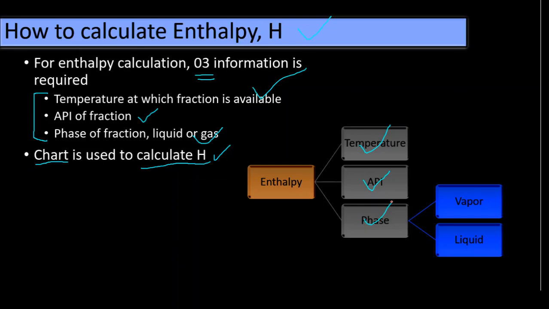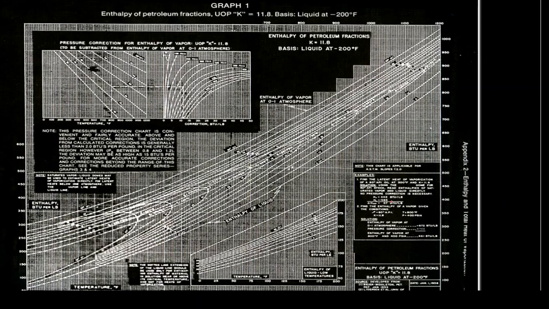Now let us look at an example. This is the enthalpy graph. I know it looks slightly complex, but it is very easy to read. Let us take the x-axis. This x-axis is the temperature axis, and the temperature is given in degrees Fahrenheit. The unit is also very important in reading these graphs. The y-axis, our desired axis, is the enthalpy in BTU per pound.